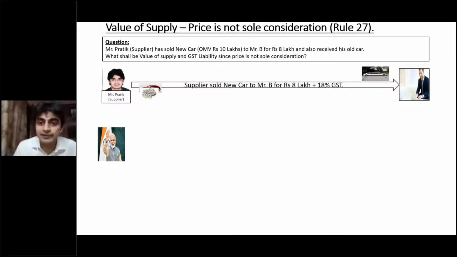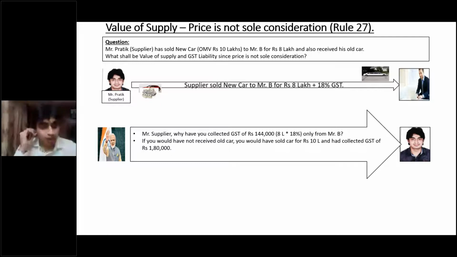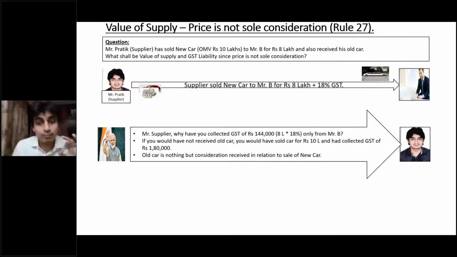So government again stopped me. What did government say? Why have you collected GST of only 1,44,000, 8 lakh पे? If you would not have received this old car, you would have sold the car for 10 lakh and had collected GST of 1,80,000. What government is saying? कि अगर पुरानी गाड़ी मुझे नहीं मिली होती, then I would have sold car for how much? 10 lakh rupees. And I would have collected GST on how much? 10 lakh rupees. So boss, old car is nothing but consideration received in relation to the sale of new car.